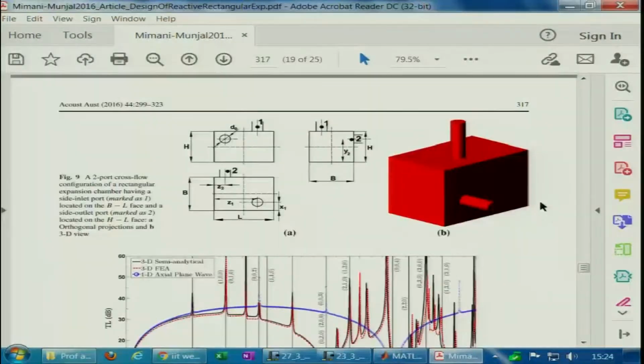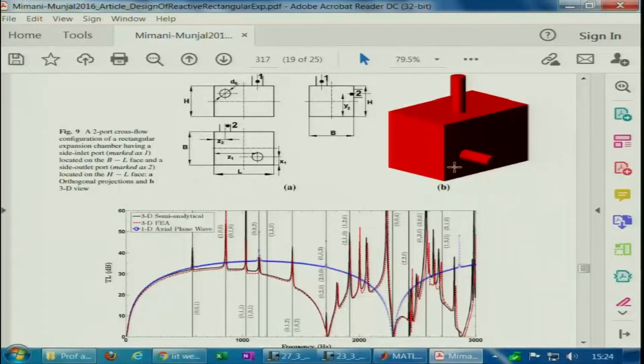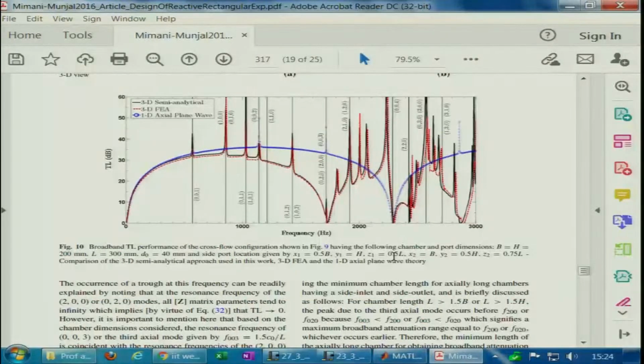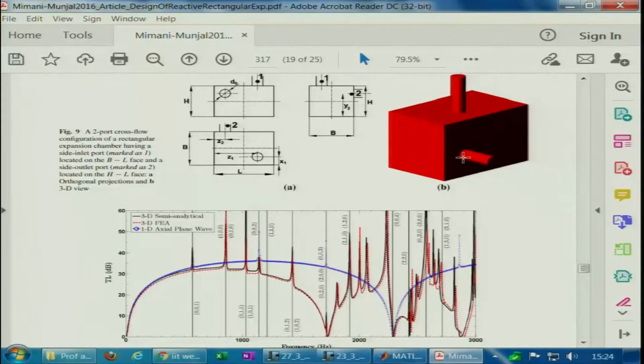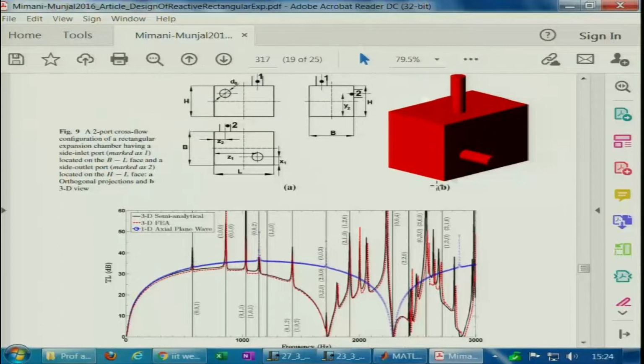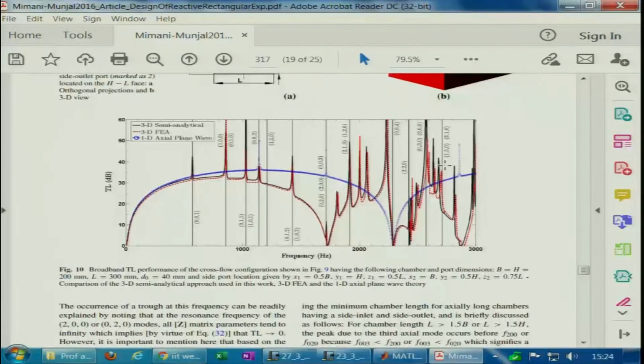Other configuration that we have is this side inlet and a side outlet port, and this is going to do well until the 0 2, 2 0 or 2 0 0 mode, at which frequency it is going to fail. Now note that for such a side inlet and a side outlet port, one of the ports is located at z is equal to L by 4, other is located at L by 2, and on this face it is located right at the midpoint, that is at y is equal to h by 2, and similarly here this port is located at b by 2 somewhere here.